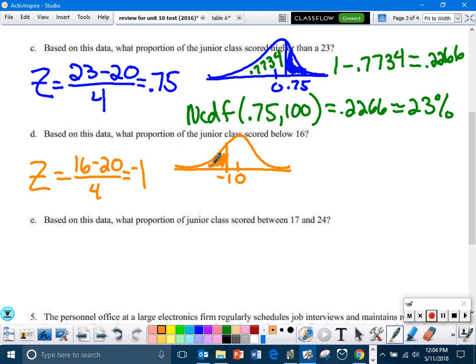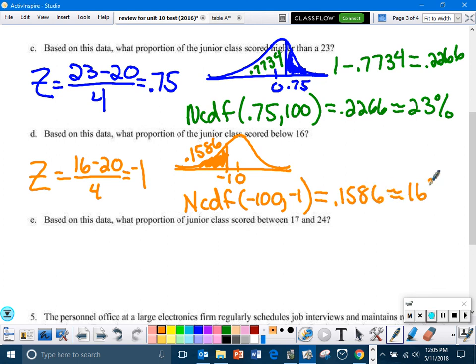Below. Okay, if I go look that up on the table, I'm going to get 0.1586, which is going to be the same thing that I get when I use my calculator. My lower bound is -100. And my upper bound is -1. And I'm going to get the same thing, which is about 16%. So about 16% of the junior class scored below a 16. All right.